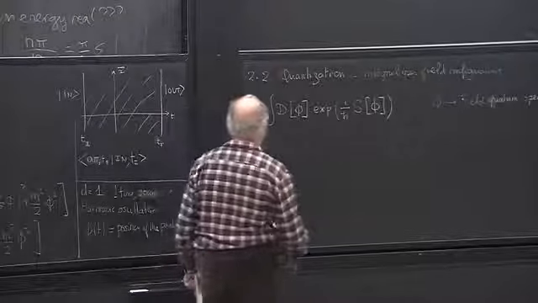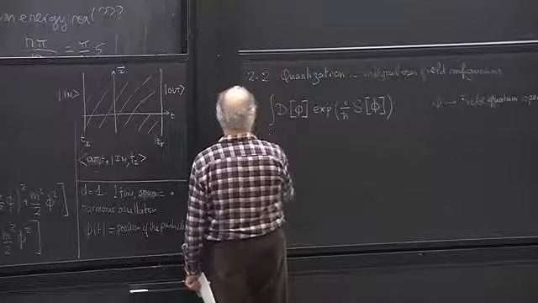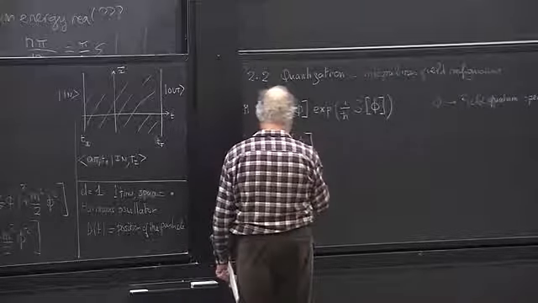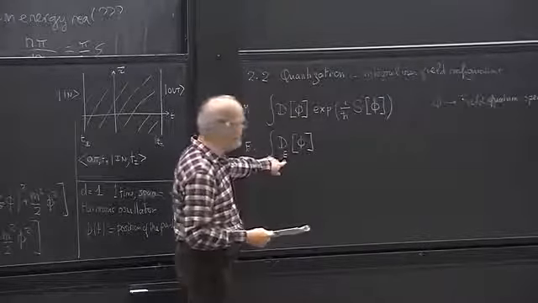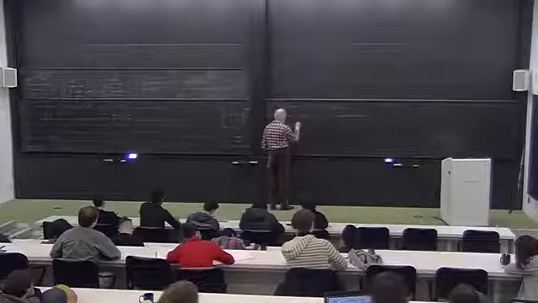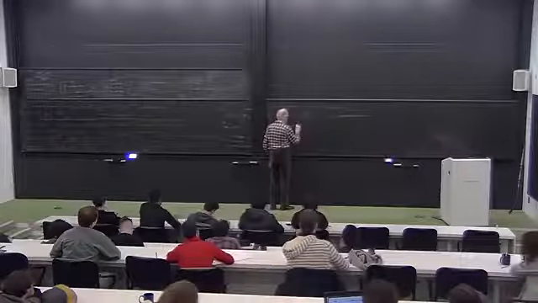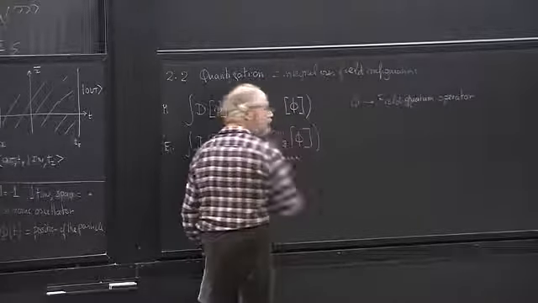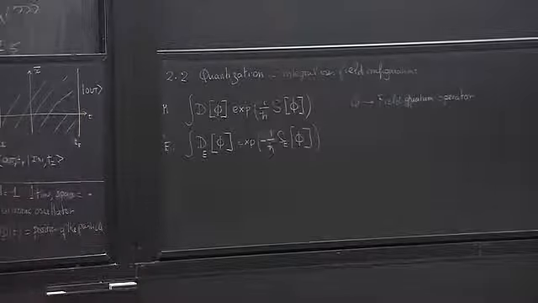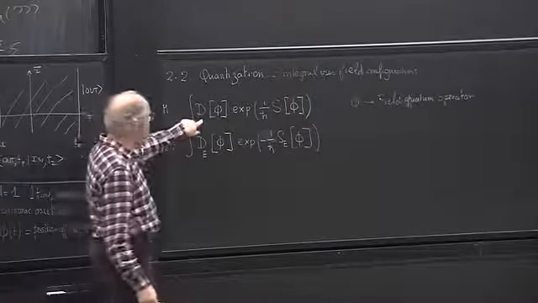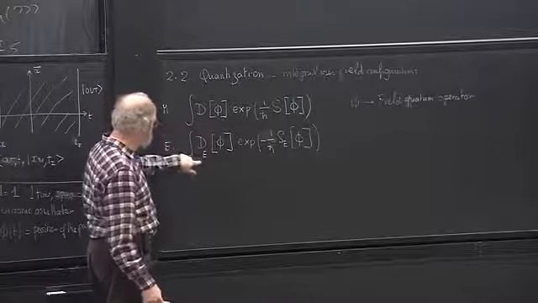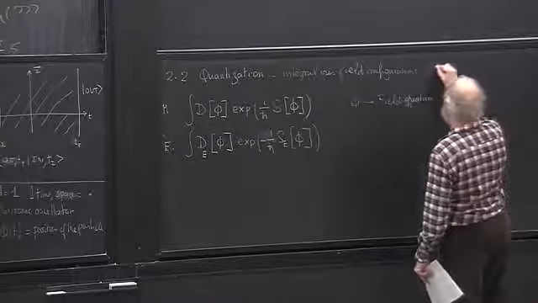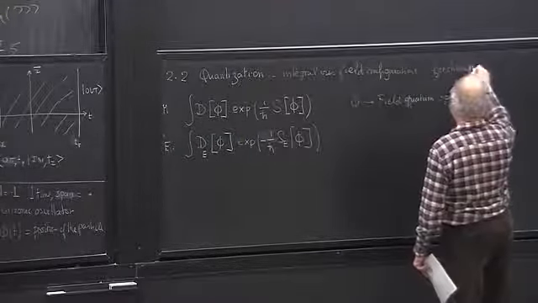And of course, this is in Minkowski. In the Euclidean framework, what we expect is we have a field configuration, we have a measure which is going to be a Euclidean measure, and we have an exponential of minus 1 over h bar times the Euclidean action of the field. Okay, so that's the Minkowski functional integral, and that's the Euclidean functional integral. This is what is called the functional integral.